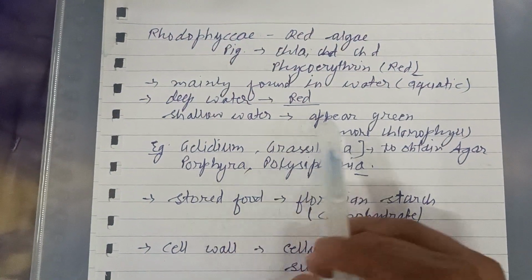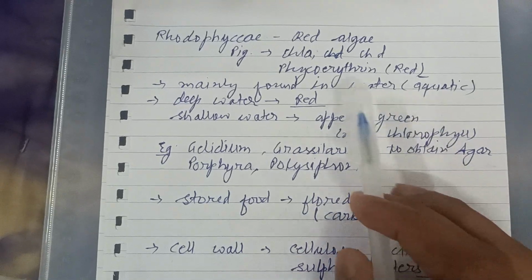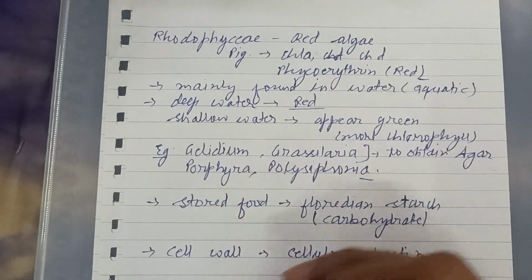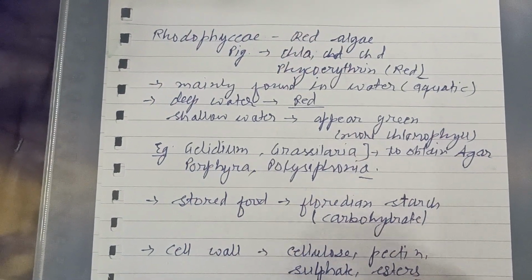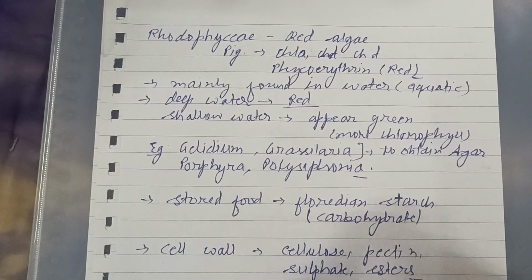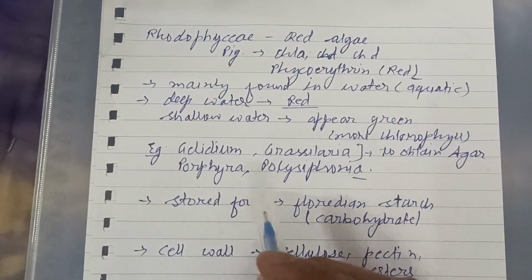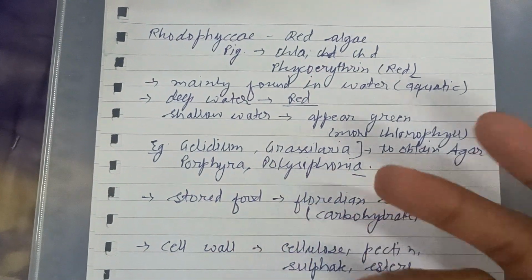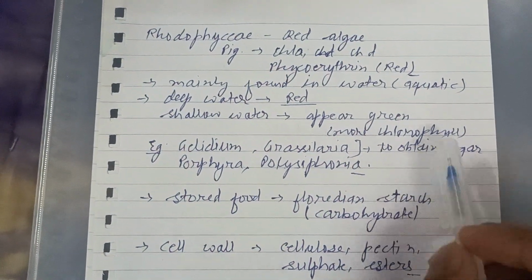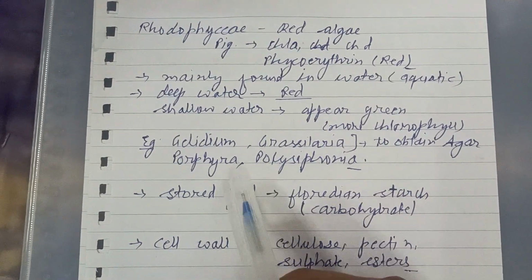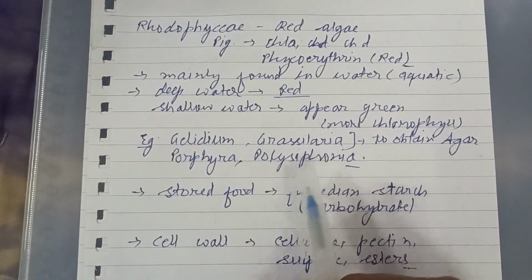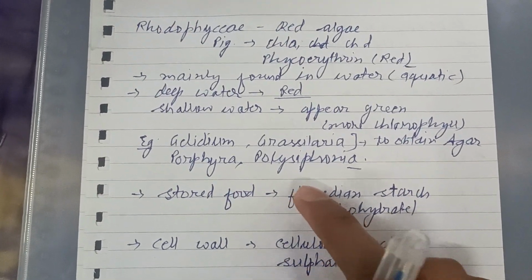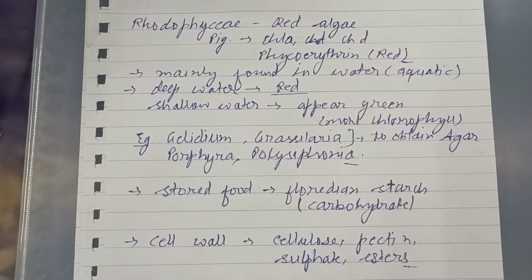If we talk about habitat, red algae are mainly found in water, they are aquatic algae. The dominance of pigment varies slightly according to the position in the water. Those algae found in deep water are red, and those found in shallow water appear a little bit green because of more chlorophyll. Examples are Gelidium, Gracilaria, Porphyra, Polysiphonia. These are the main examples of Rhodophyceae or red algae.